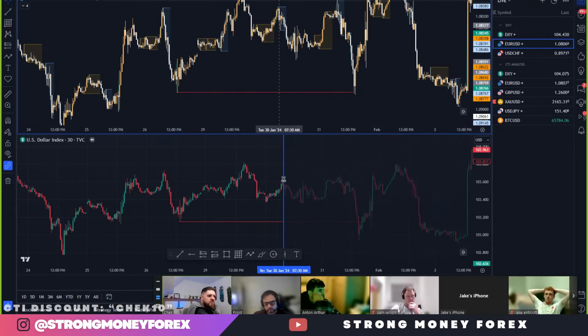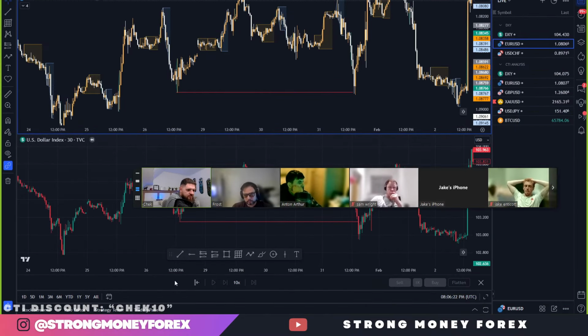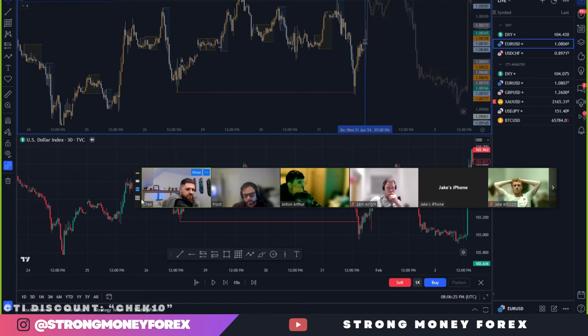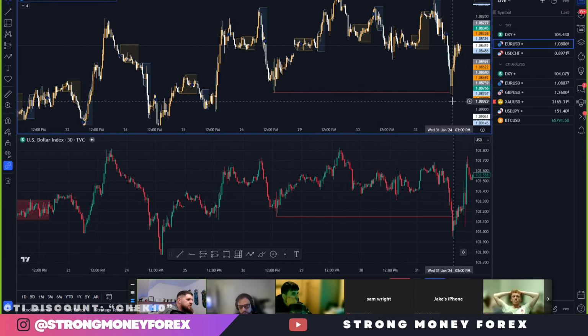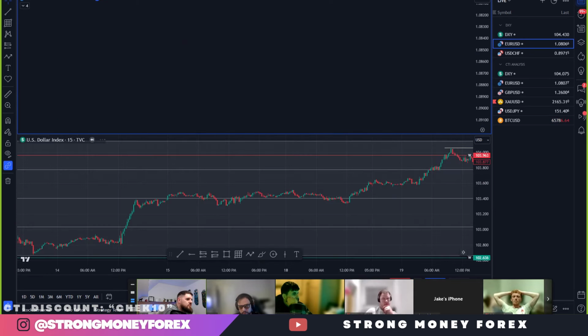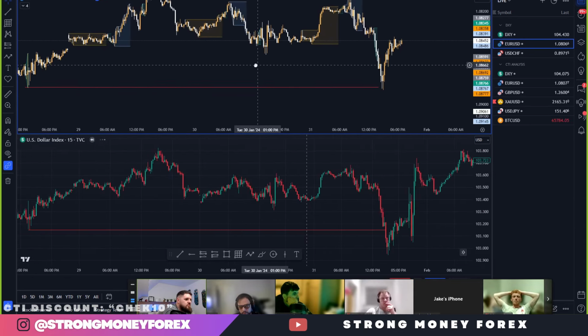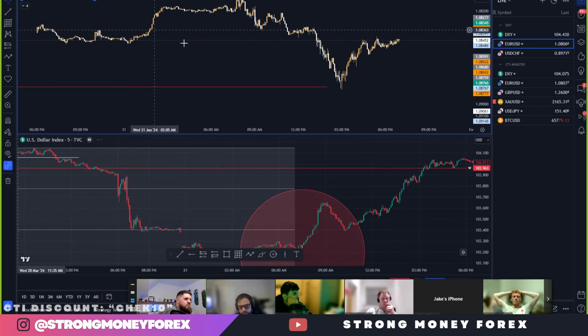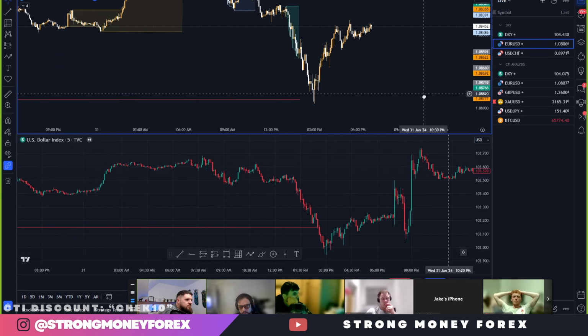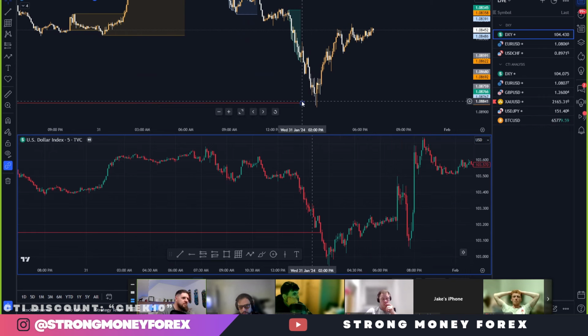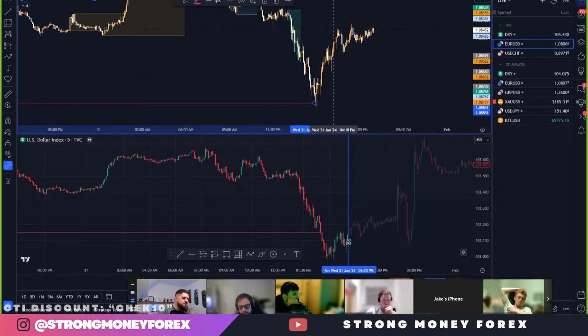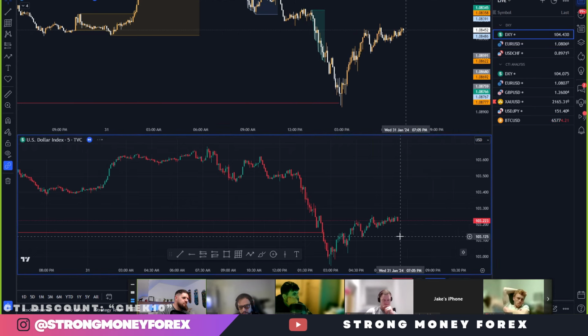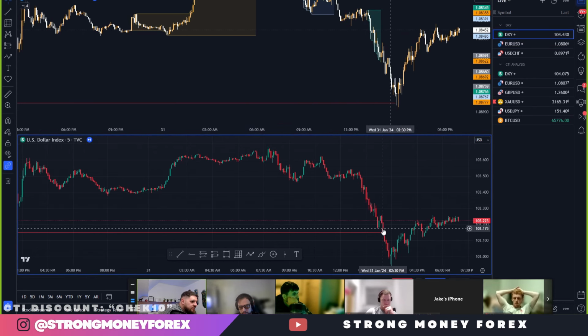Why is it not working? So, liquidity level. Okay, the liquidity level was swept on the DXY at 2:25 p.m. The liquidity level was swept on Euro USD at 2:55 p.m.